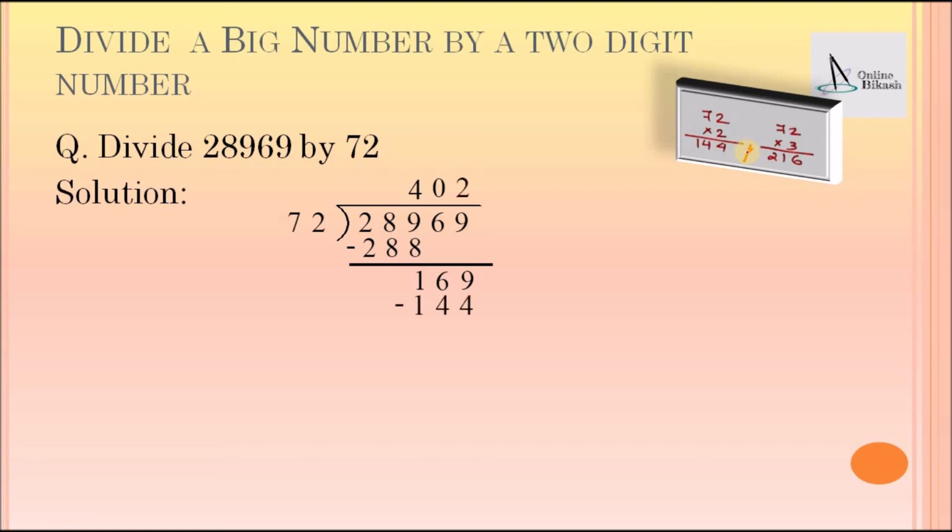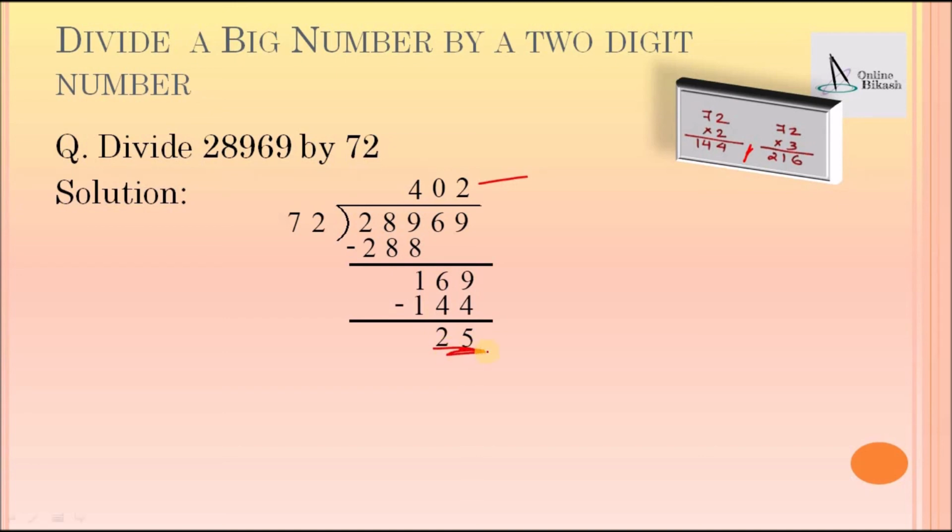72 2s is 144. If you do the subtraction, then your remainder is 25, and we have to stop here. Why? Because we are not left with any other digit in the dividend. After this 9, there is no number left, and we have already brought down this 9. So no number is left. That means we have to stop here. And finally we are getting that the remainder will be 25 and the quotient will be 402. Oh wait, 9 minus 4 is 5 and 6 minus 4 is 2. Yes, 25 is the remainder.